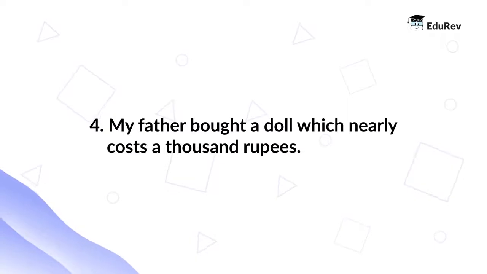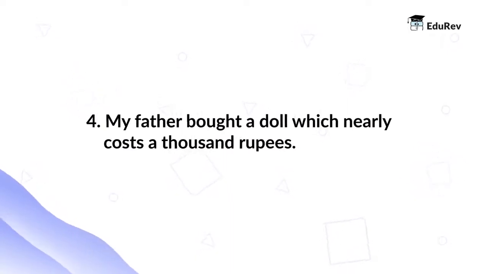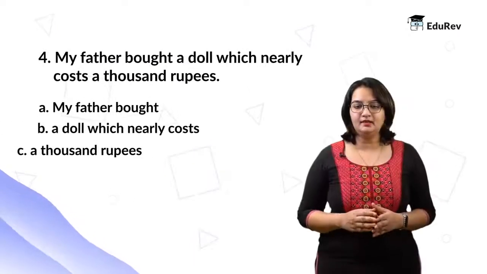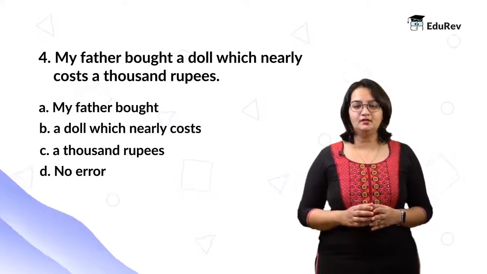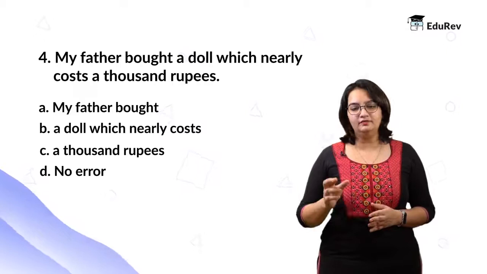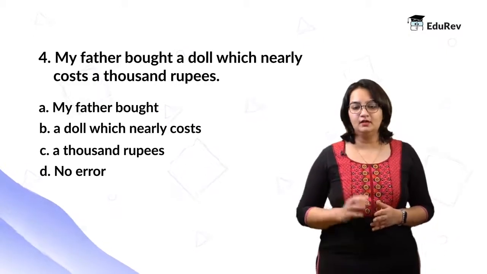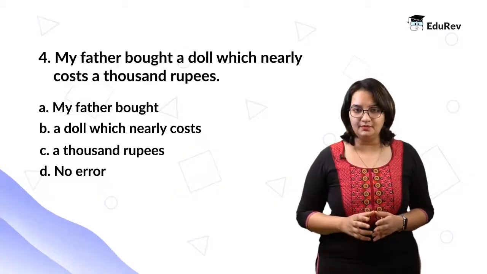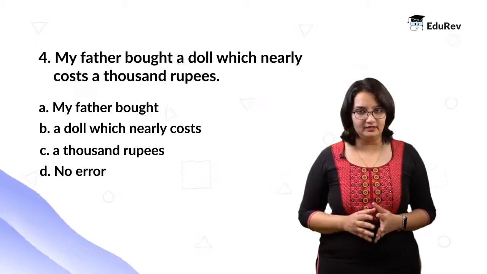Let's take a look at another example. My father bought a doll which nearly cost 1,000 rupees. Option A, my father bought. Option B, a doll which nearly costs. Option C, 1,000 rupees. And option D, no error.